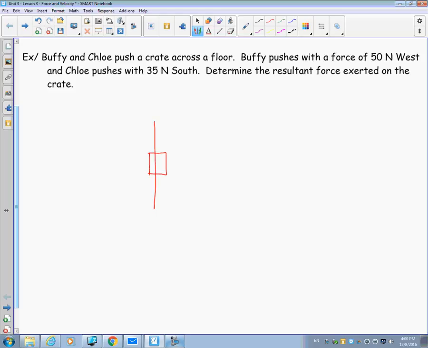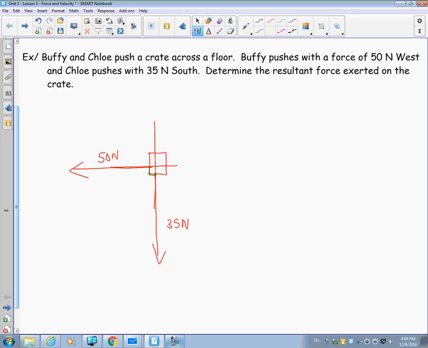So we think of this as a compass in the middle of the box. Buffy is pushing with a force of 50 newtons towards the west. So she has a vector going this direction, and it's 50 newtons. Chloe is pushing with 35 newtons south. So hers is going to go down here, and they're going to meet at a nice right angle. In fact, if you look at the diagram, you can see the right angle right there, right? I want to know the resultant force.